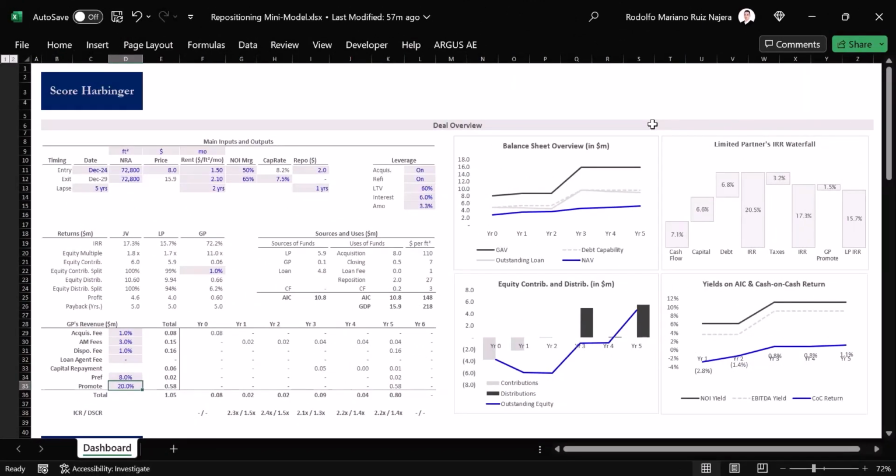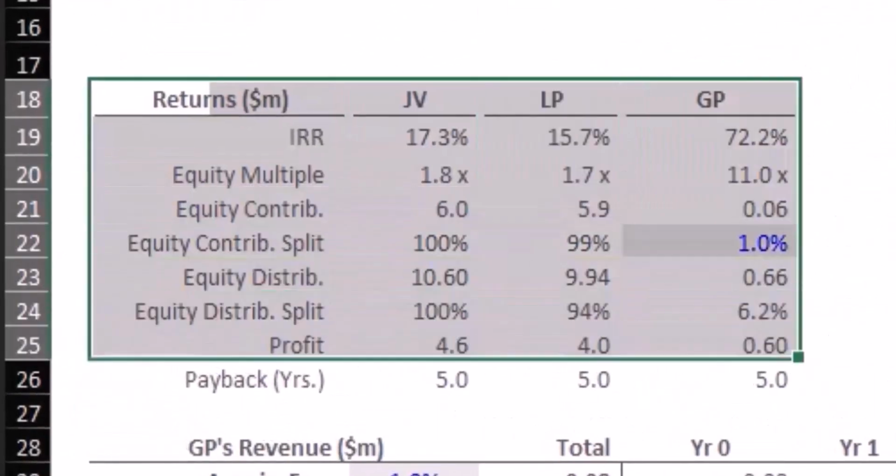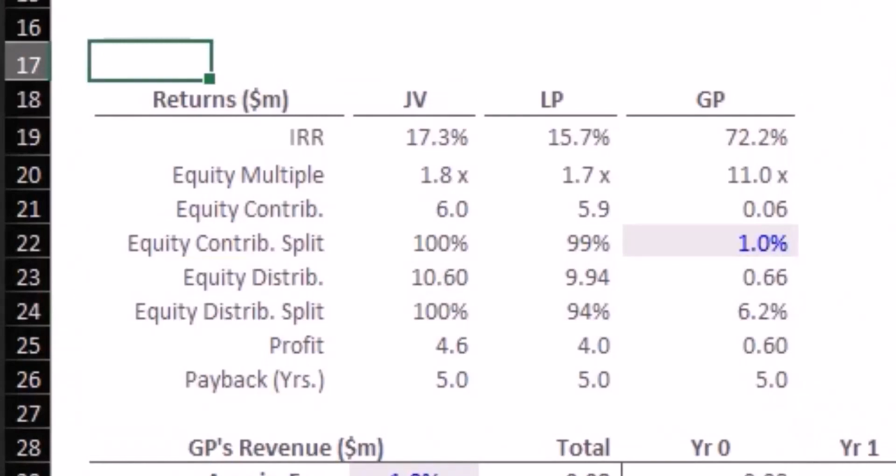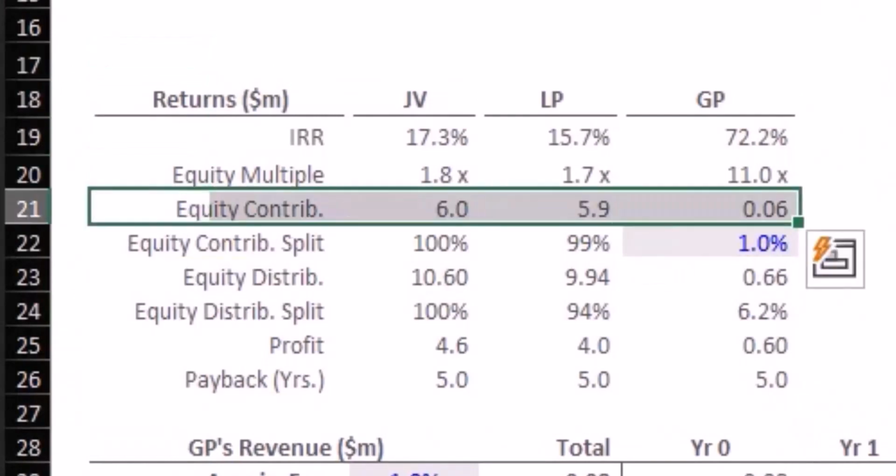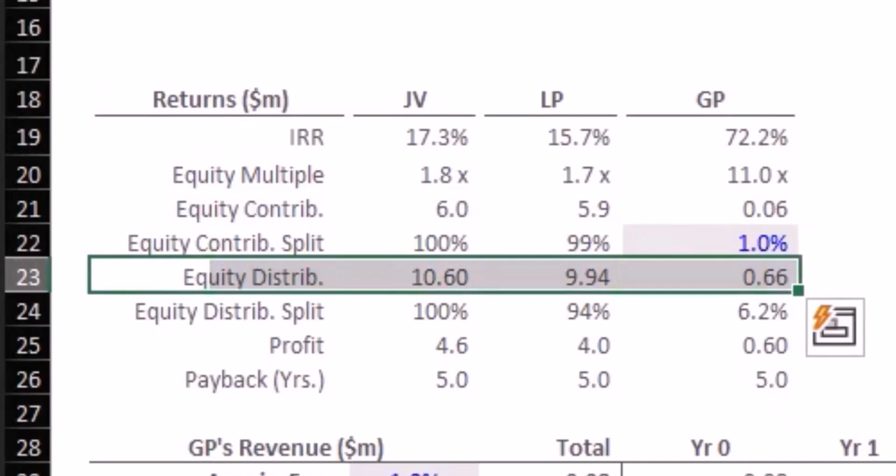Now that we have populated all our inputs, let's look at our return metrics, which basically provide answers to the following questions. How much money do I need to invest? How much money am I going to make? And when will I see my money back?